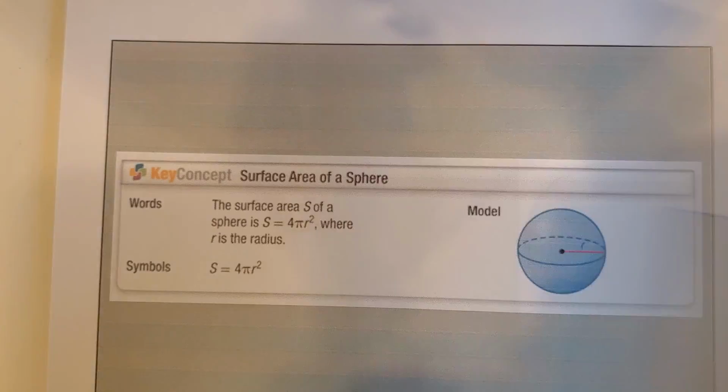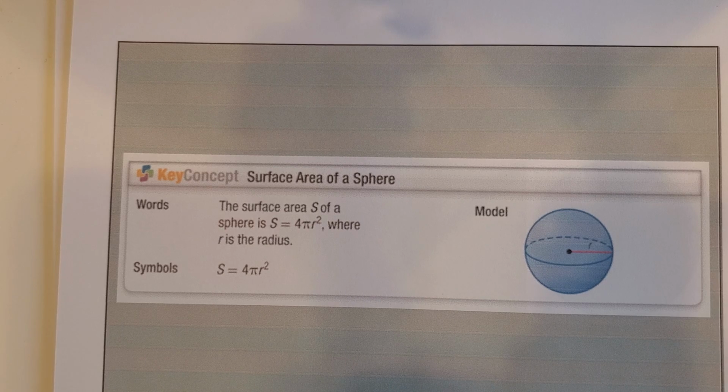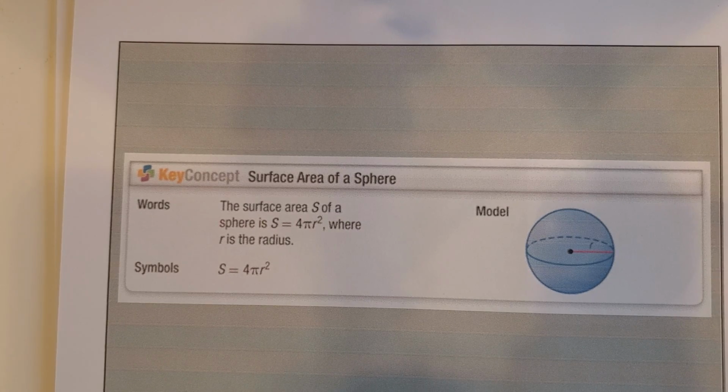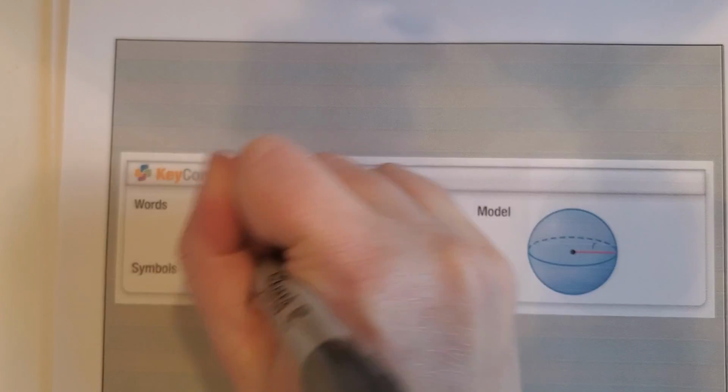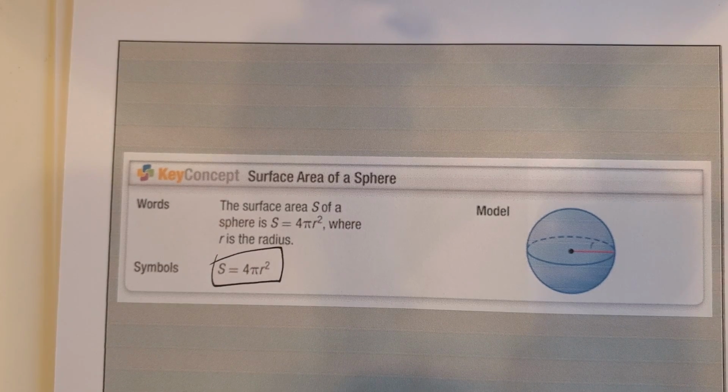The nice thing with spheres is, they're balls, right? So spheres don't have any faces. There is no such thing as the lateral area of a sphere. It's just the surface area. This is another formula that you guys are going to have to know. The surface area of a sphere is 4 pi r squared.